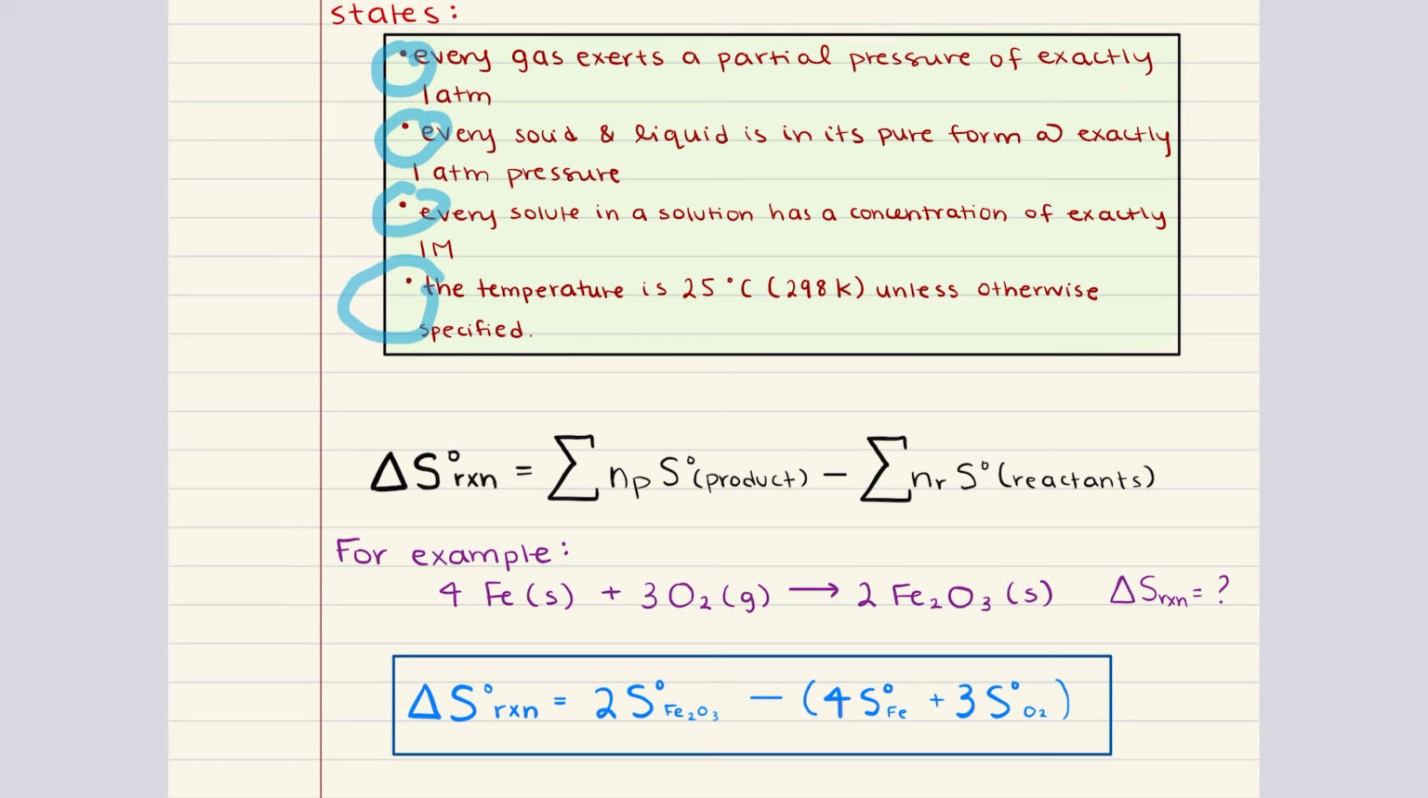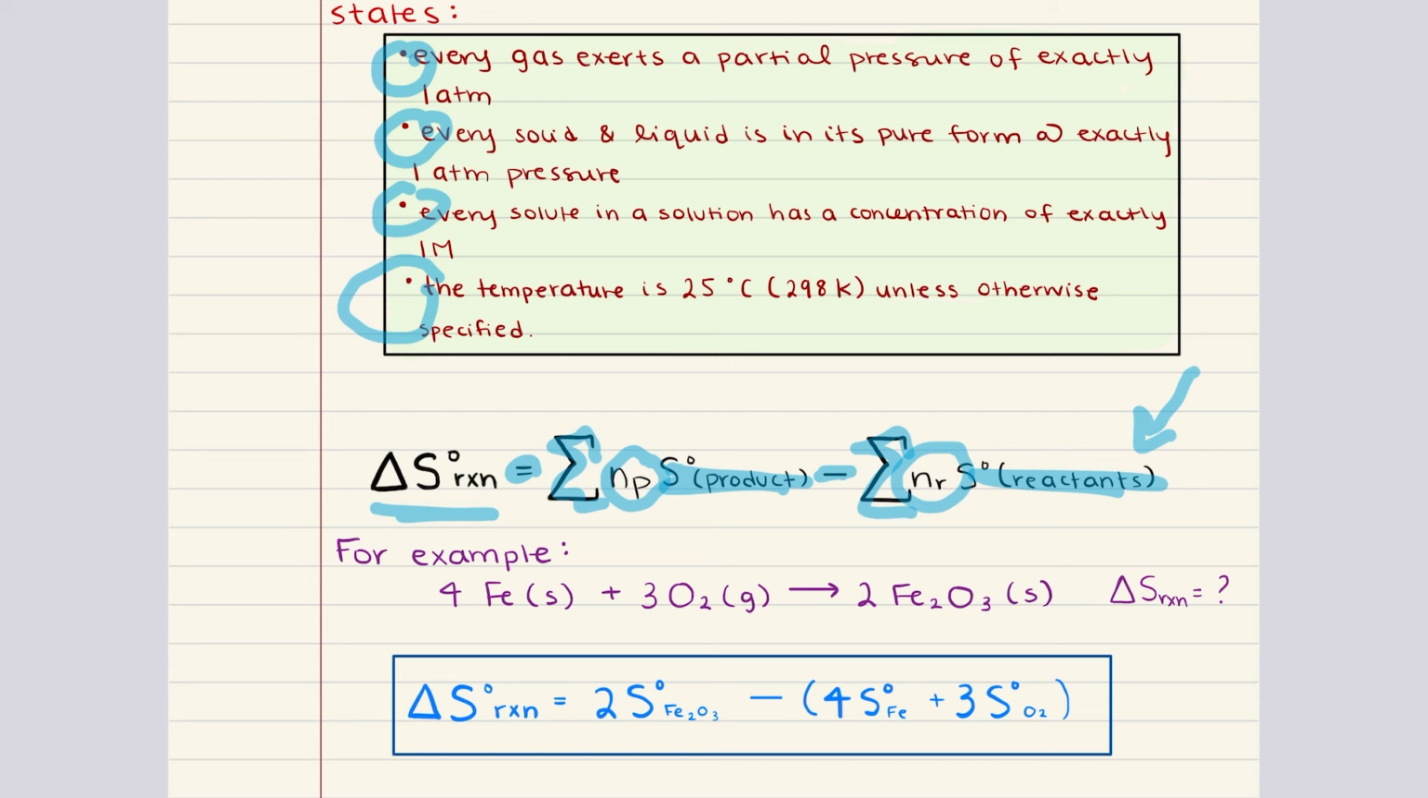The equation to calculate the standard entropy change of a reaction is given right here. This equation says that the standard entropy change for a reaction is equal to the sum of the standard molar entropies of the products, each multiplied by their respective stoichiometric coefficients, minus the sum of the standard molar entropies of the reactants, each multiplied by their respective stoichiometric coefficients.